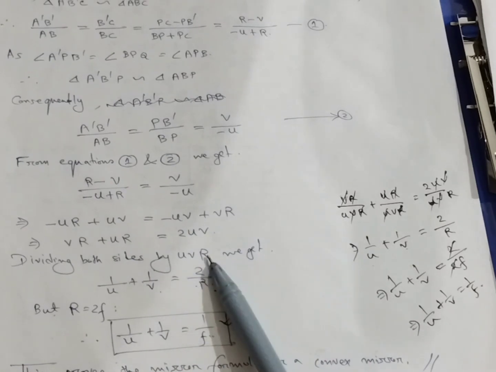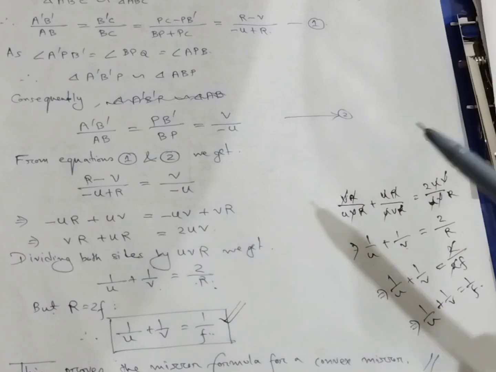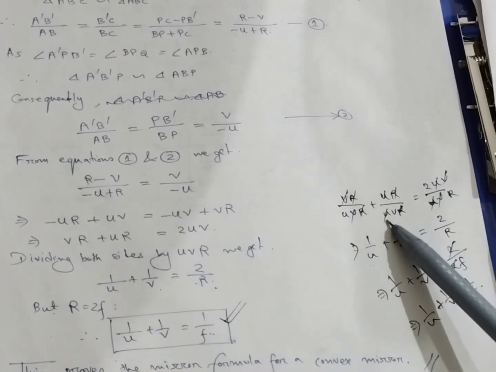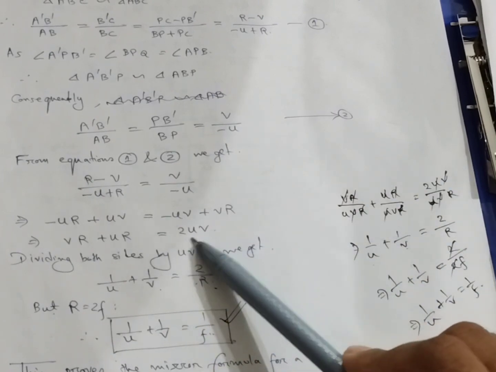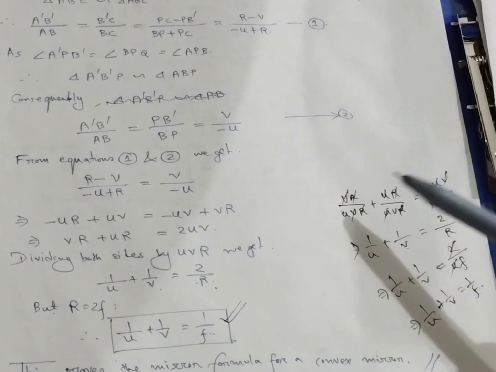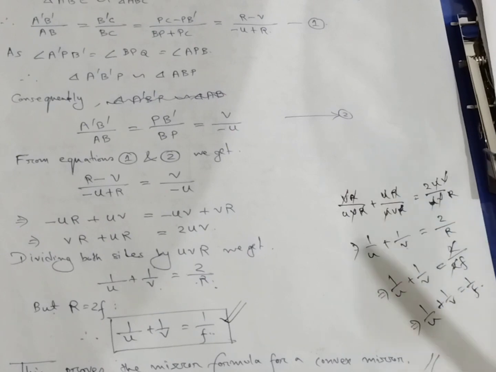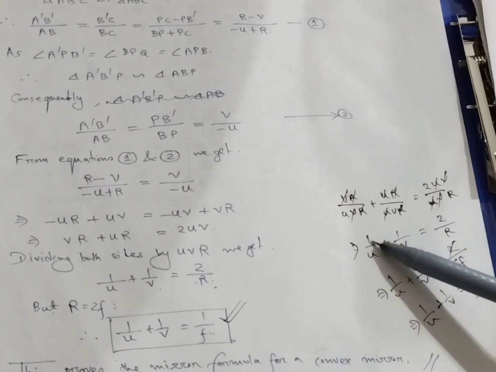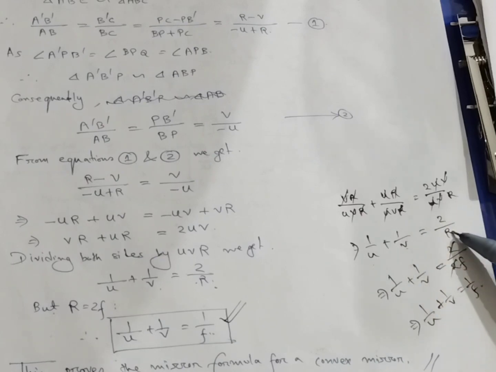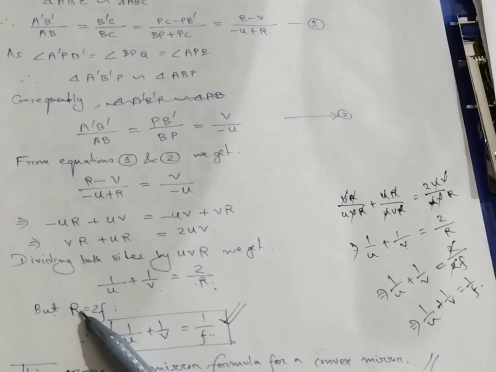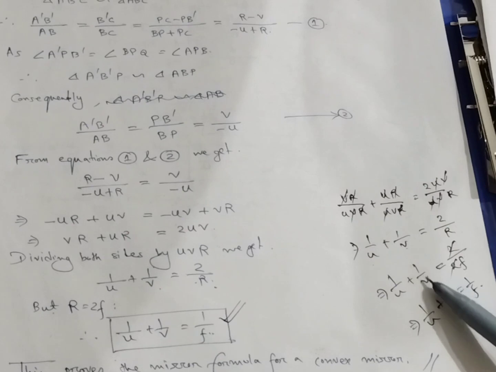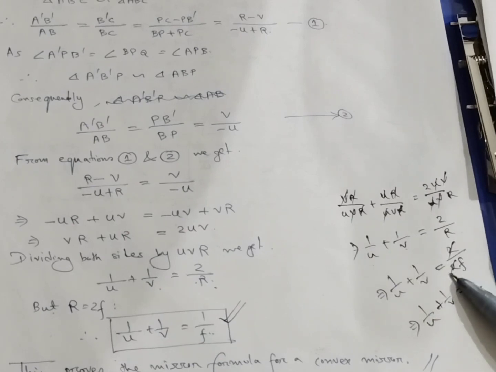Dividing both sides by UVR, we get VR divided by UVR plus UR divided by UVR is equal to 2UV divided by UVR. Then V and V cancel out, R and R cancel out, U and U cancel out. Then the only remaining terms give 1 by U plus 1 by V is equal to 2 by R. Again, we know that R is equal to 2F. Putting the value of R in this place, we get 1 by U plus 1 by V is equal to 2 by 2F. Then the 2 will cancel out. Then we ultimately get 1 by U plus 1 by V is equal to 1 by F.